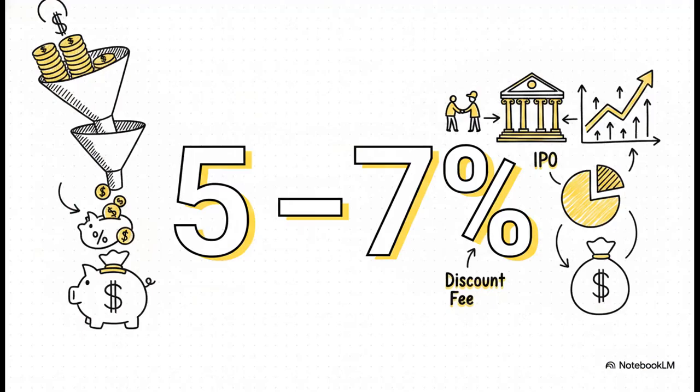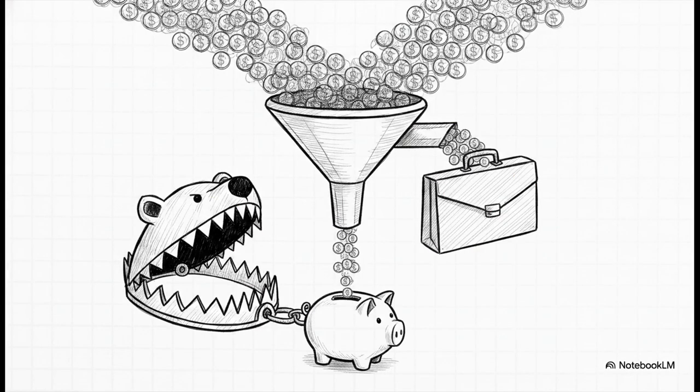5 to 7%. Take a second to think about that massive number. That is the typical underwriting discount fee paid straight out of the gross proceeds of an initial public offering. So if a company raises $100 million, boom, 5 to 7 million of that just vanishes instantly to pay the investment bankers. Which leads to a massive, massive trap for financial professionals.